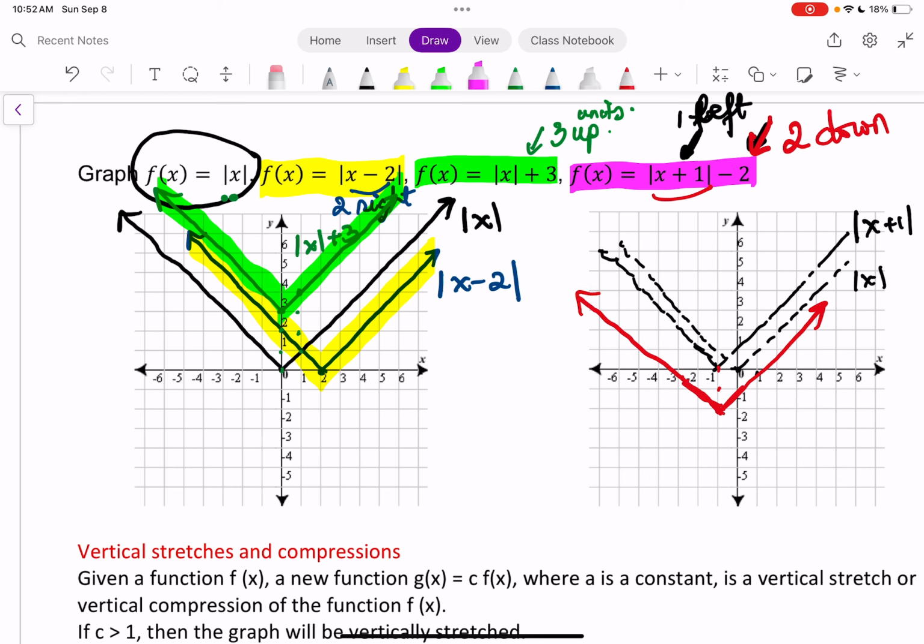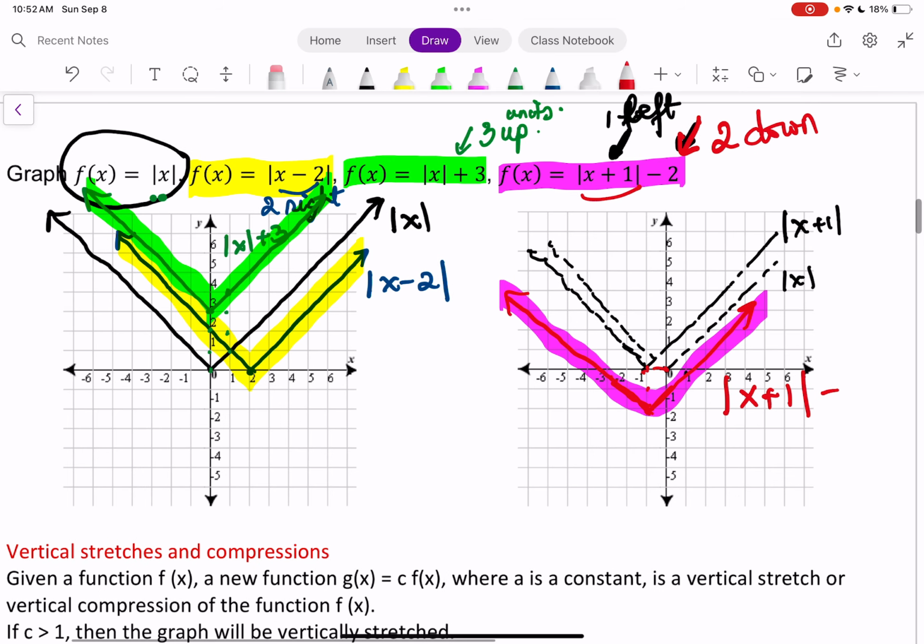So here is our final answer. And as you see, this final answer has both. So we moved 1 unit left from the origin and 2 units down. Okay, so 2 operations have been performed, 2 shifts. One that came from x values and one that came from the y values.